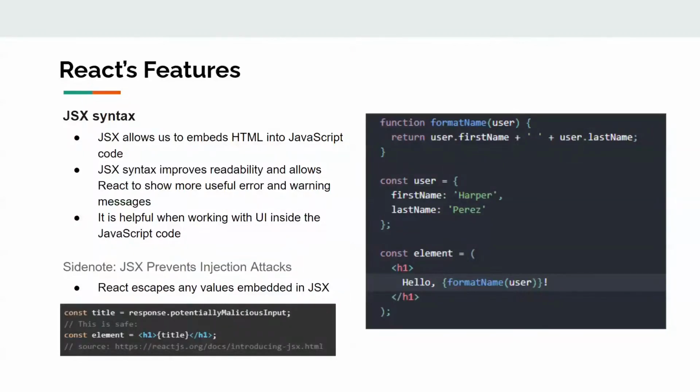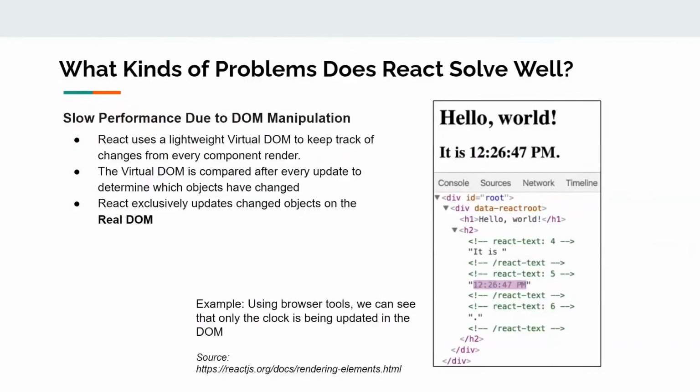So what kind of problems does React solve? React is used to remedy slow performance due to DOM manipulation. React keeps a lightweight virtual DOM to keep track of changes after every component render. The virtual DOM is then compared after every update to identify which objects have changed. And on the real DOM, React can then exclusively update changed objects. The example on the right shows this concept in action. Using browser tools, we can see that only the clock is being updated in the DOM.